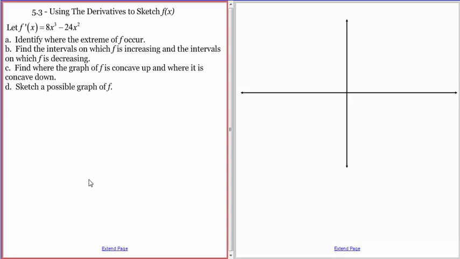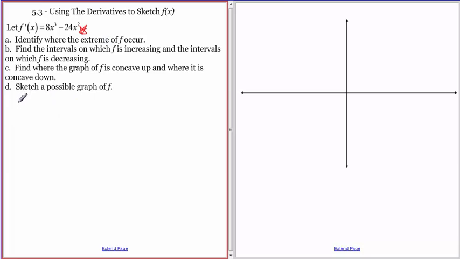Today we're going to be talking about using the derivative, so our first and second derivative, to sketch a graph of our original function. So, okay, notice what we're given here. Hopefully it's not too hard for you to see, but we're given the derivative. So we need to find the local extrema, increasing, decreasing, and concavity, and then eventually graph this.